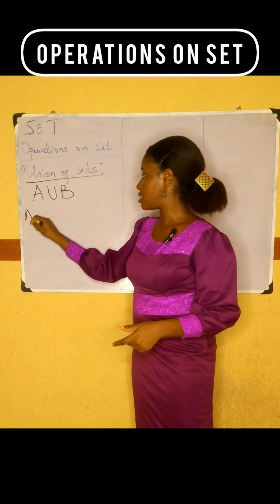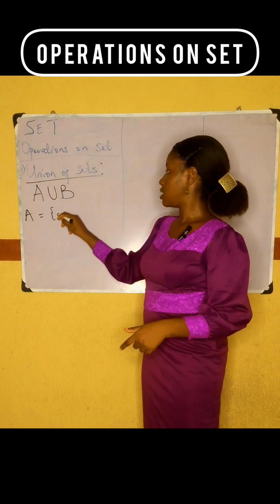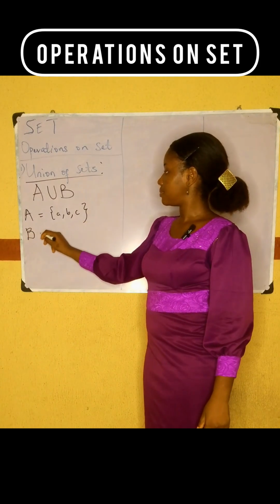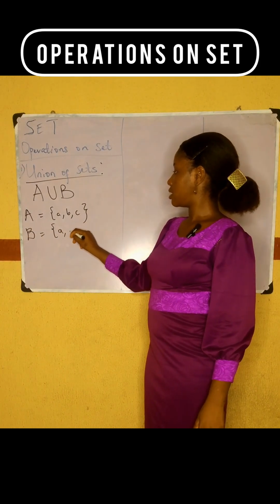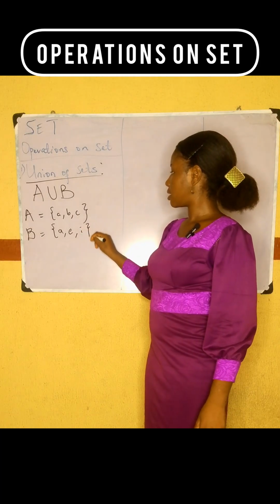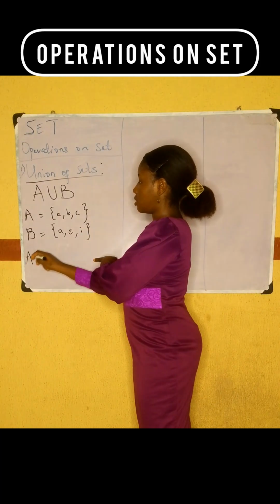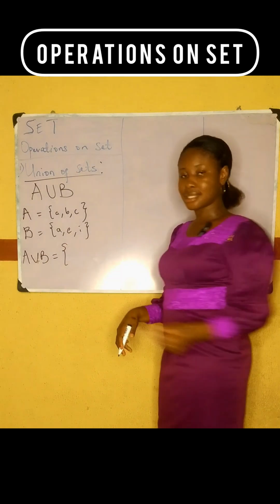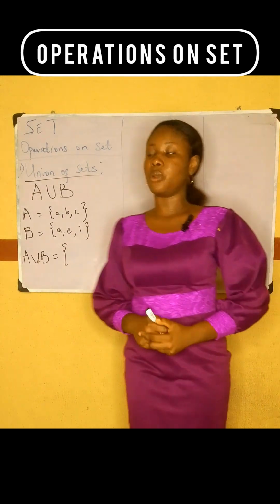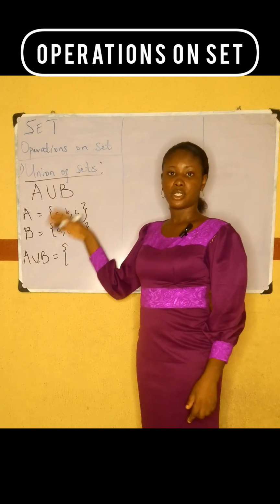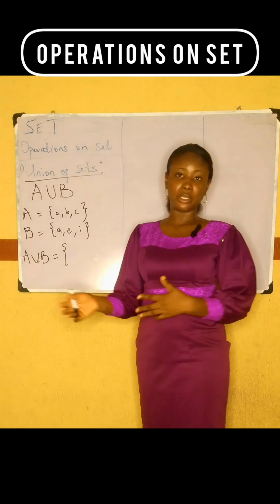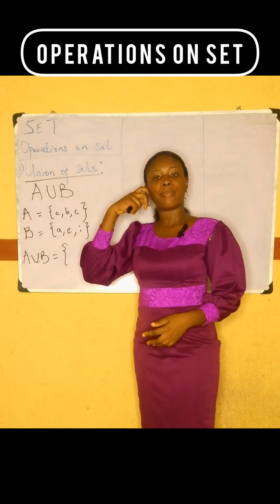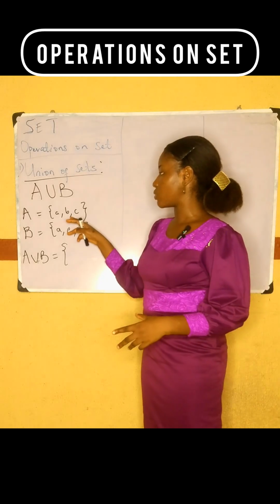Example, let's say A is {A, B, C}, and B is {A, E, I}. If I talk about A union B, it's going to be a set of elements that belong to both A and B. So the union of 2 sets, A and B, is a set of elements that belong to both A and B. So what we're basically doing is to combine the elements of A and B.